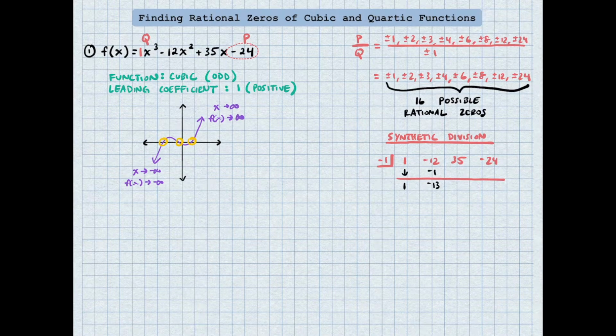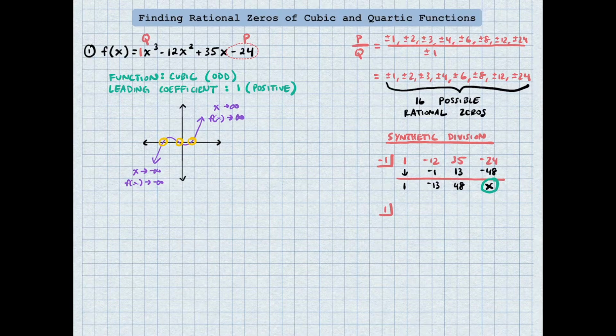Negative 1 times negative 13 is positive 13. Adding 35 and 13, that'll be 48. And negative 1 times 48 is negative 48. And we know that this is not going to be 0. Remember, this value here tells us our remainder, and if it's not 0, that means it's not a factor.